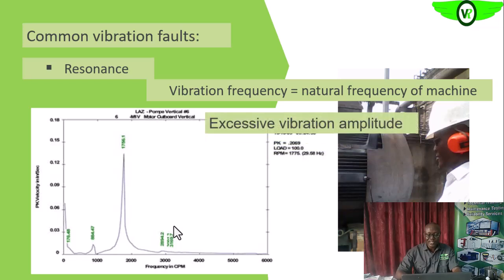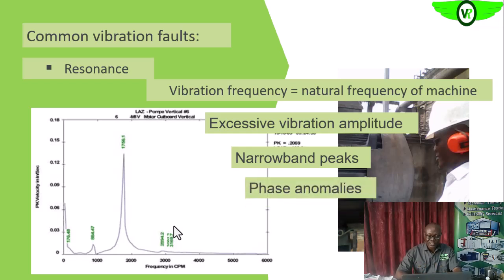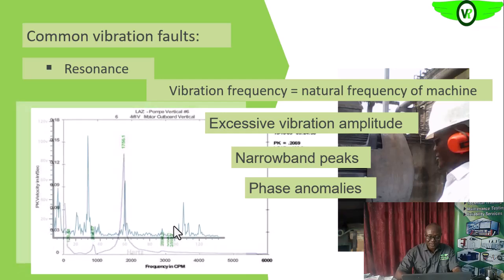Then you see excessive vibration amplitude. And one of the major characteristics of that kind of peak is that it is narrow. You see the band is very narrow. Are we getting it? So that will give you an indication that you are looking at resonance.